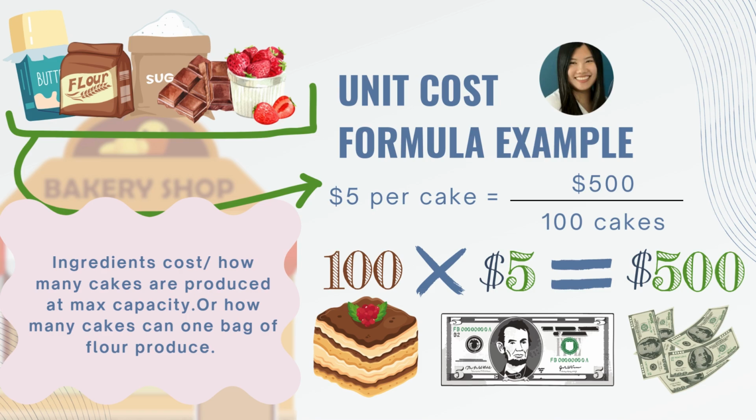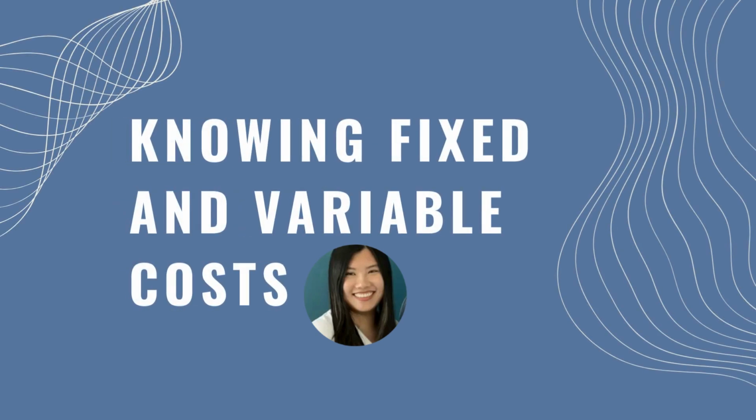So in summary, unit cost is a fundamental metric that represents the cost to produce one single unit of a product or service. It is calculated by dividing the total production cost by the total number of units produced, and is essential for informed decision making in various aspects of a business. So now let's get started on knowing fixed and variable costs.